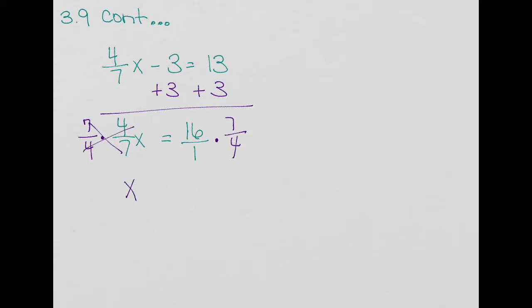So those cancel out. And then look to see if anything reduces. Okay, so 4 goes into 4 one time. 4 goes into 16 4 times. 4 times 7 is 28 over 1, and 28 divided by 1 is 28.